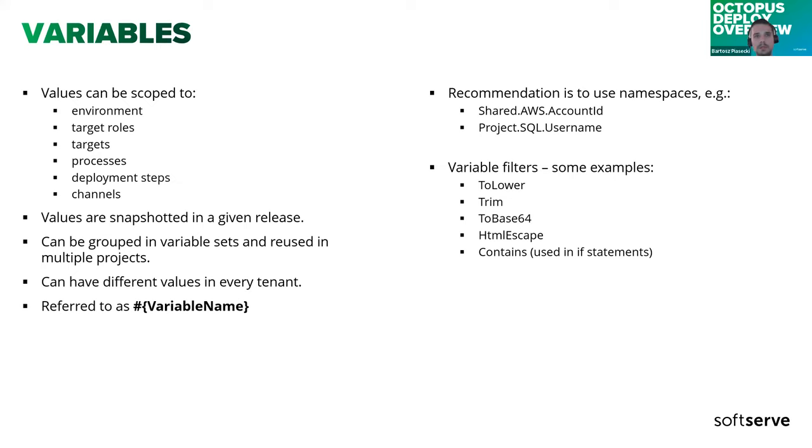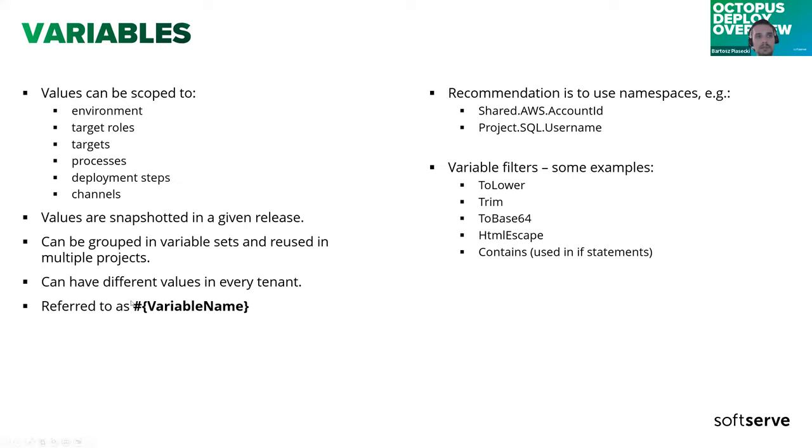I also mentioned tenants. So variables can have different values for every tenant, and it's quite natural. If you have multiple customers, their applications might have some custom names. So that's also a case when it comes to variables.